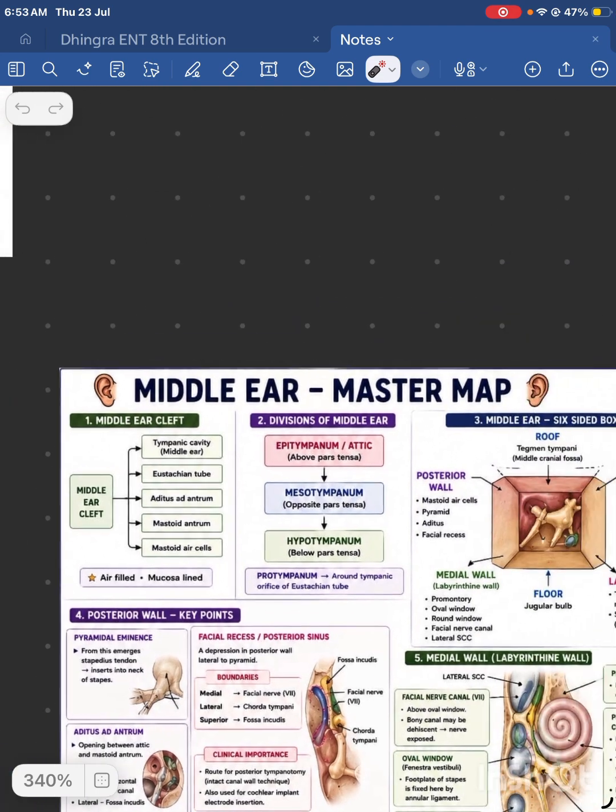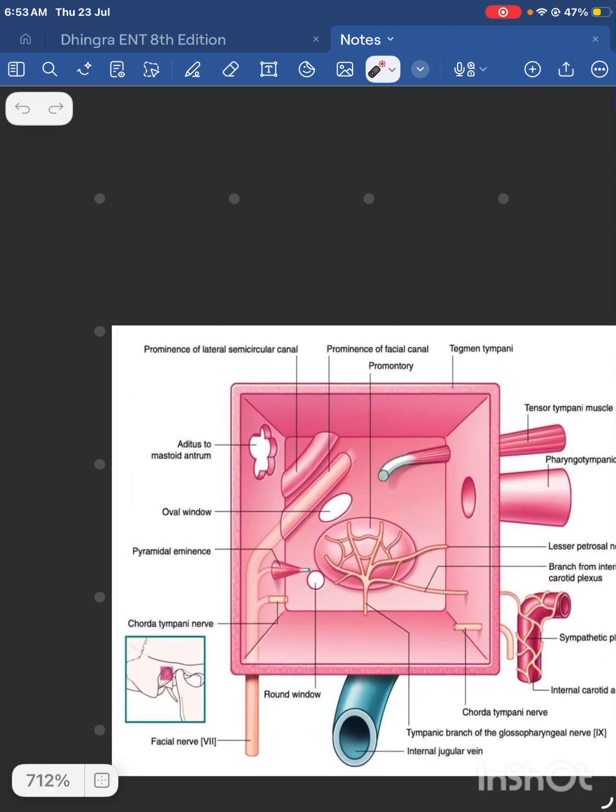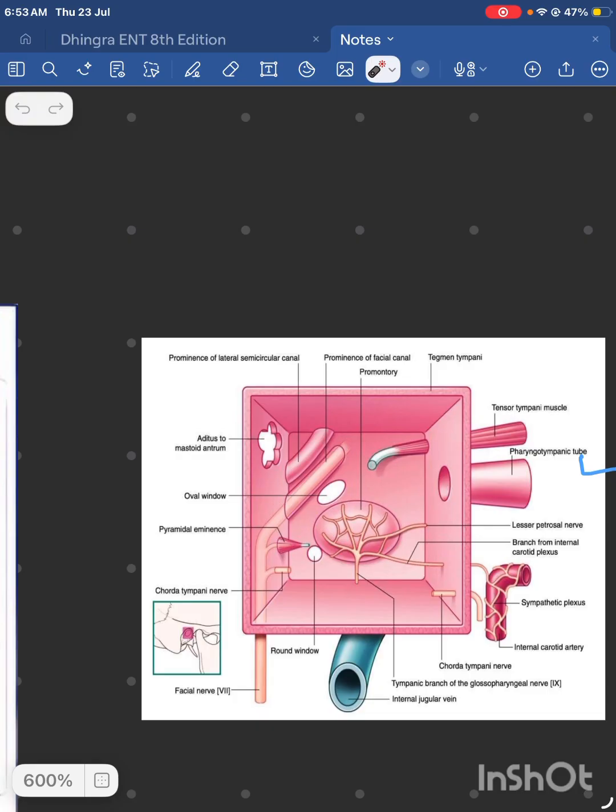Let's see the aditus ad antrum. Aditus ad antrum, we already know what it is. It basically connects your antrum to your attic. That is the function, nothing else. Okay, fair enough.